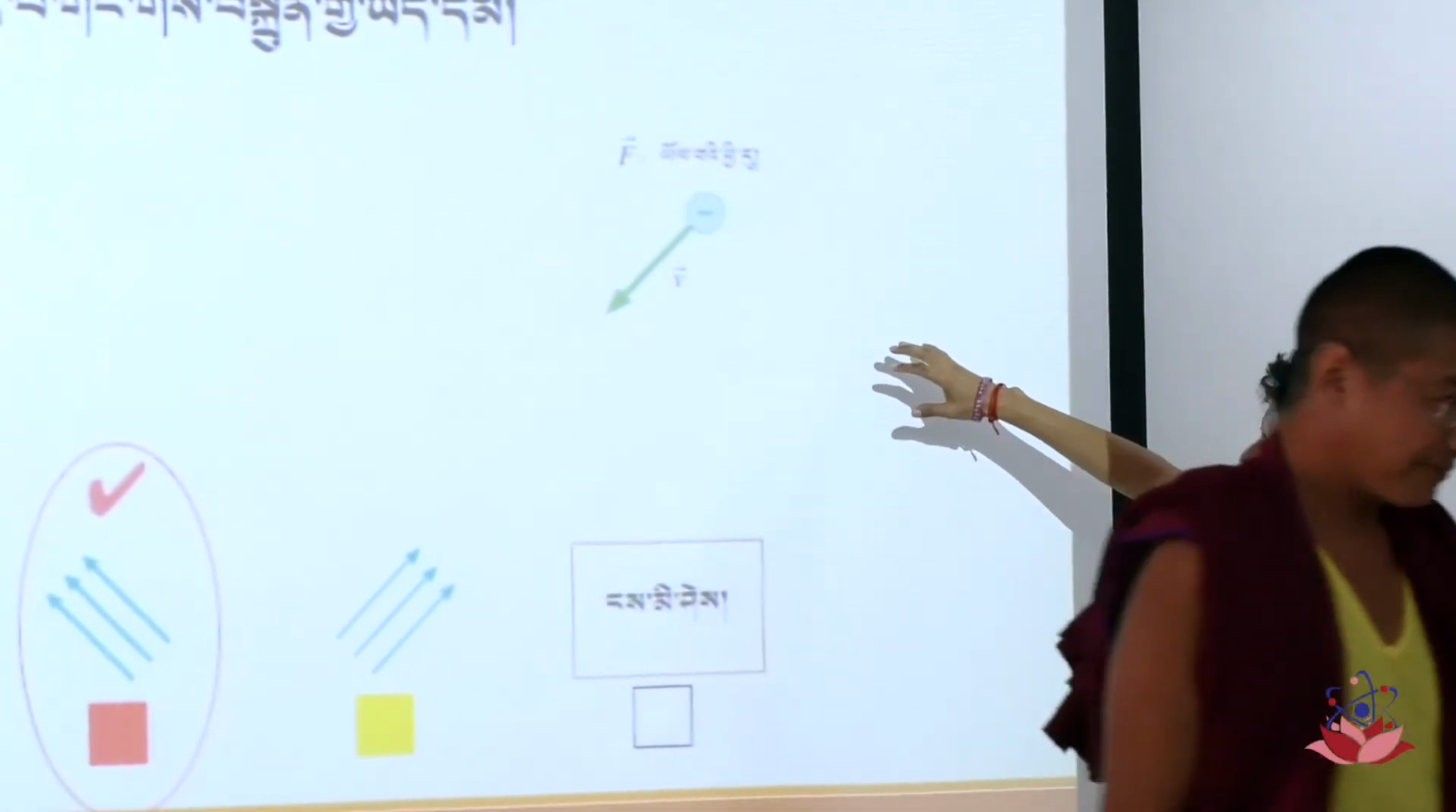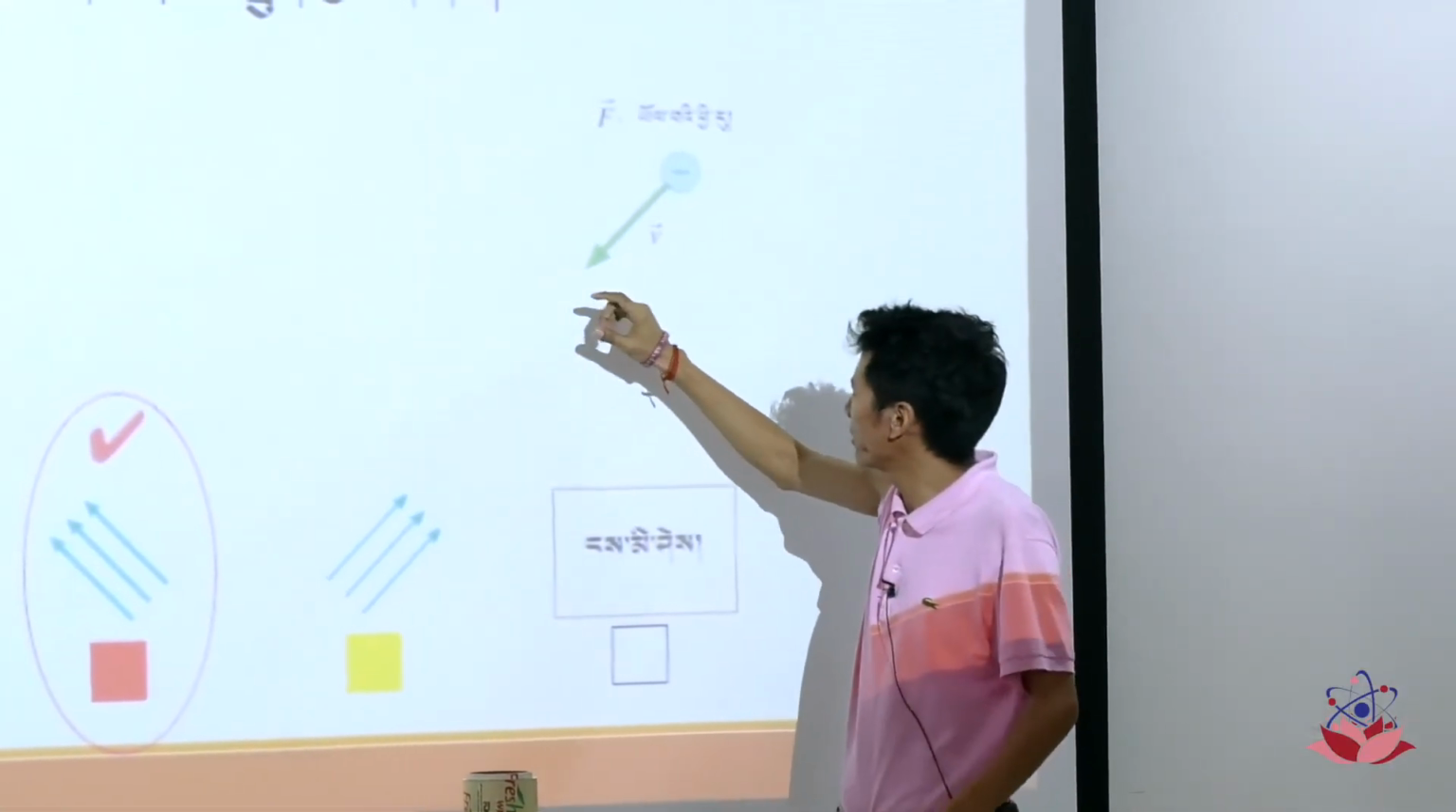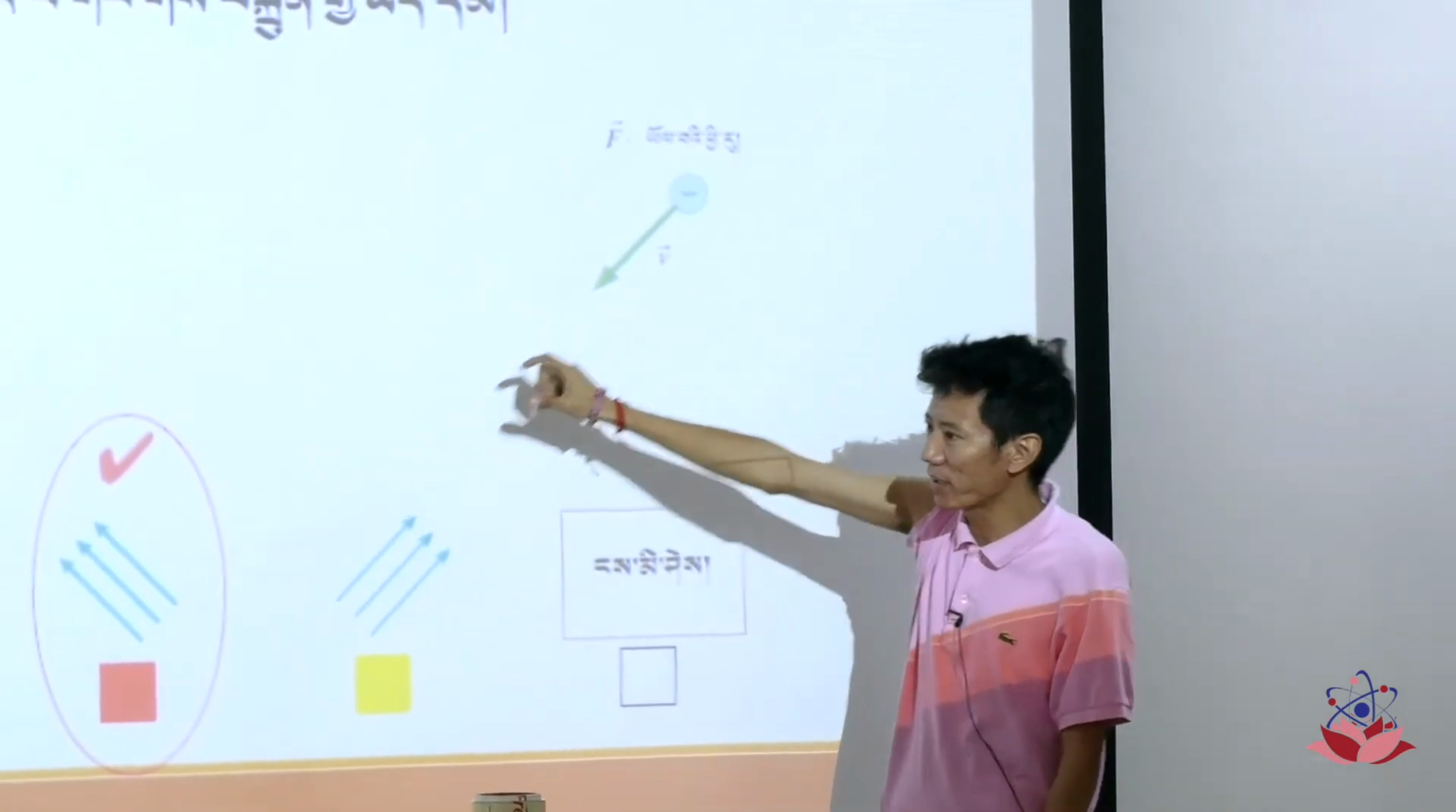So first you have to see whether there's a 90-degree angle between the V and the magnetic line.